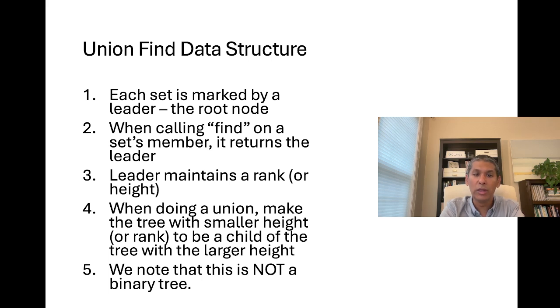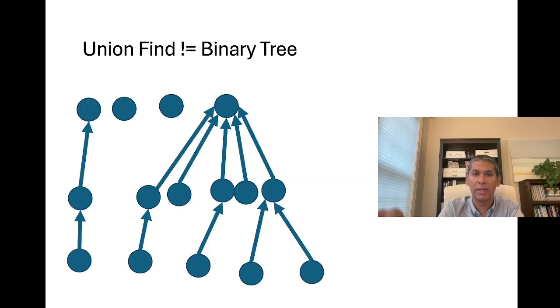And when you do a union, you make the tree with the smaller rank a child of the tree with the larger rank. And this is not a binary tree. We may think it's a binary tree. In fact, your union find data structure can look like this, in which case you can see that this node has 5 child nodes, which won't happen in a binary tree.